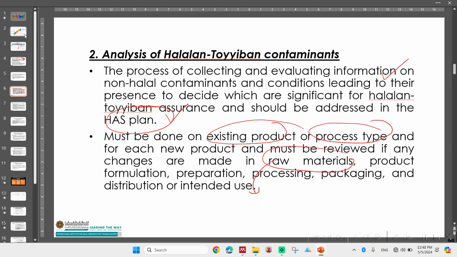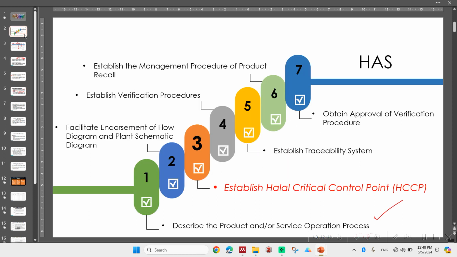If you refer to your previous class with Dr. Faisal, the second stage to establish a halal assurance system is to draw a flow diagram and plant schematic diagram. If you remember, Dr. Faisal shared the exercise of developing a procedure. Actually, the procedure can be represented by developing a flow diagram.